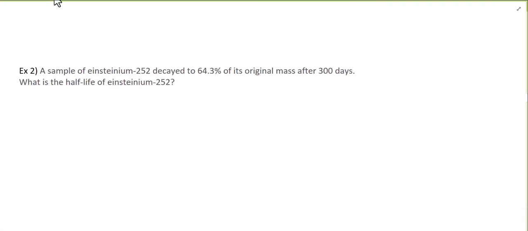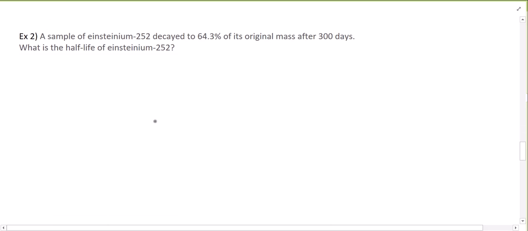Let's try this example. A sample of Einsteinium 252 decayed to 64.3% of its original mass after 300 days. What is the half-life of Einsteinium 252?